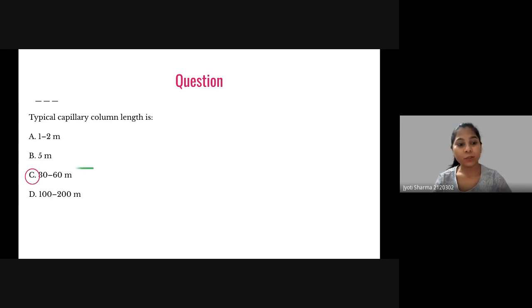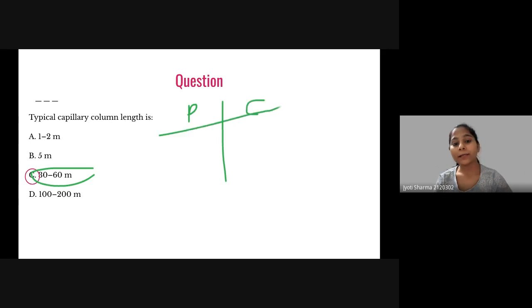That actually, this one is defining why capillary columns have more efficiency than packed ones. So let's say this is the packed one and this is your capillary column. For the packed one, the length was just 1 to 2 meters because the pressure drop is too high, right? And so it will not move. But if we have a capillary one, then this is 30 to 60 meters, and this is defining why efficiency is higher in comparison to the packed one.